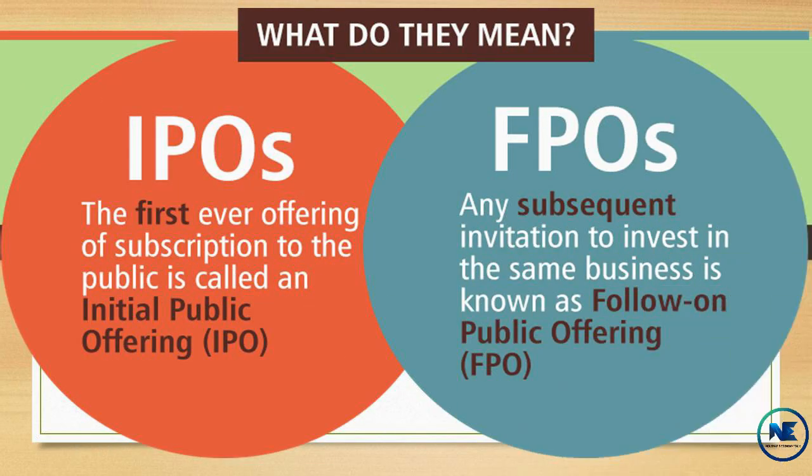Okay, very good. Now you know what we have learned so far. I would like to summarize the points. Initial public offering, that means the first ever offering of subscription to the public is called an initial public offering or IPO. Then FPOs, that is follow on public offer, means any subsequent invitation to invest in the same business is known as follow on public offering, FPO. Got the point? Yeah. Are you ready to face any questions that I may ask in university examinations or PSC or UPSC? Yes, sir. Okay, good.